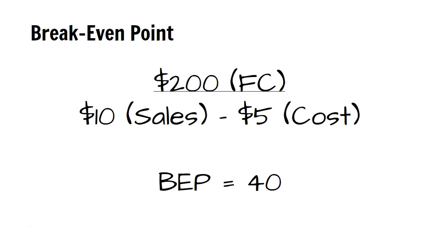And think about that: your gross profit was 5, and 5 times 40 gives you 200. So to not lose money, to just break even, meaning you have a profit of $0, you have to sell 40 units. So these are powerful metrics.